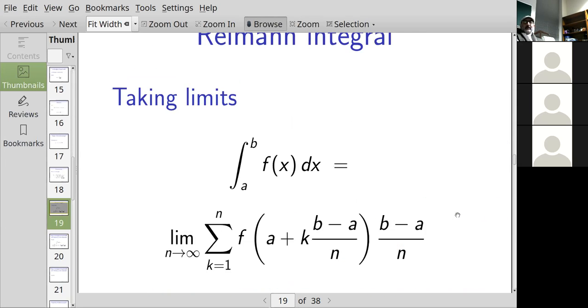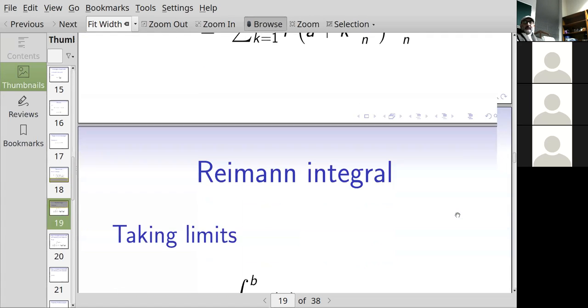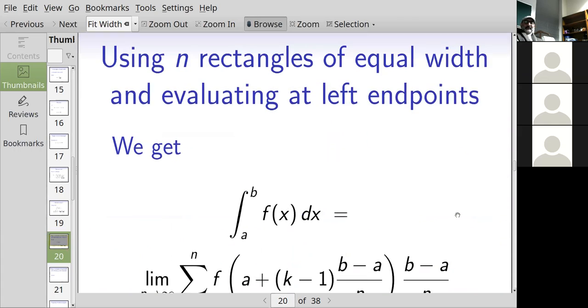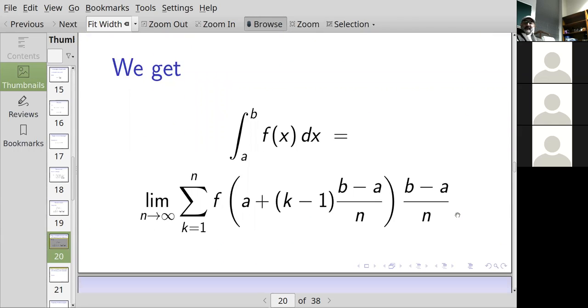All right. Now, what do you think it would be if instead of using the bottom right corner of the rectangle, where you do your function evaluation, you use the bottom left corner? Here we've used the bottom right corner, so this is a right-handed rule. What if we used a left-handed rule? What would change? Yeah, k would become k minus 1. That's all that would change, okay? So you would get this.